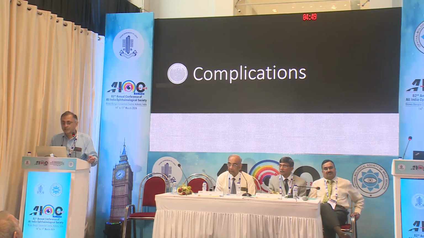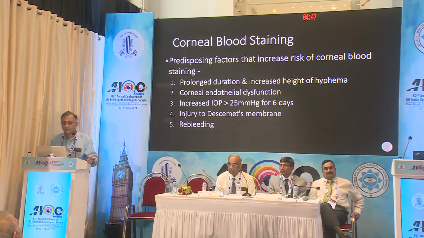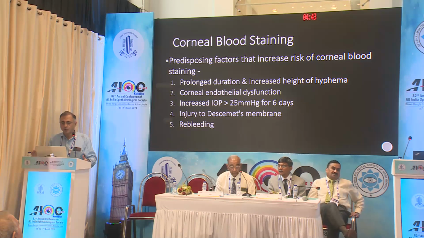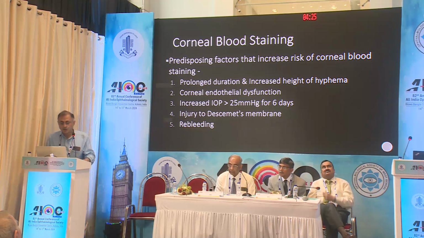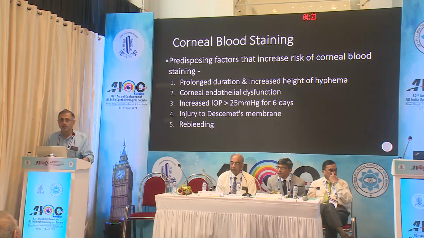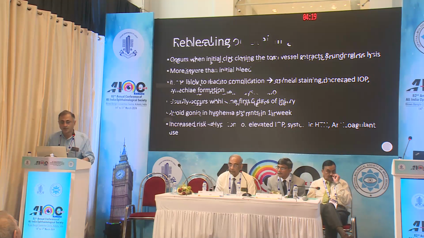So what complications can occur with hyphema? You can get a corneal blood stain, and this is more when the hyphema is of a longer duration and of an increased height. It's more commonly seen in patients who have a corneal endothelial dysfunction or an increased intraocular pressure of more than 25 millimeters of mercury for 6 days. An injury of Descemet's membrane can also cause corneal blood staining, and rebleeding is a risk factor.